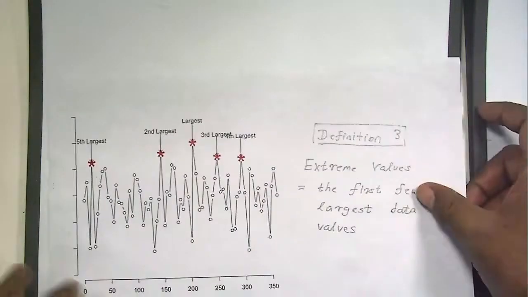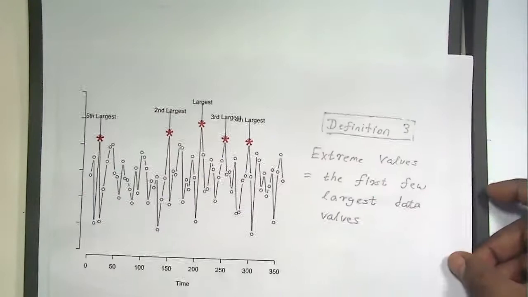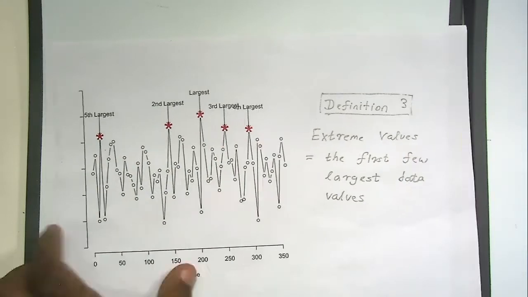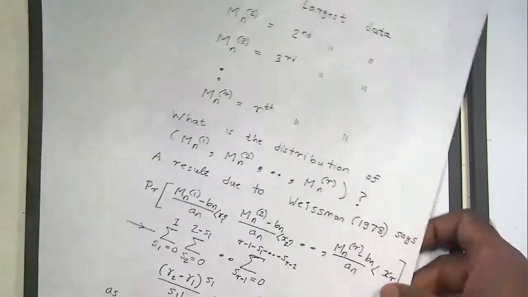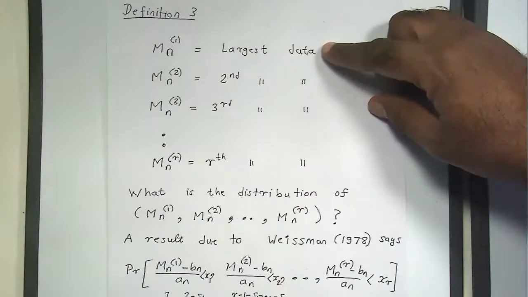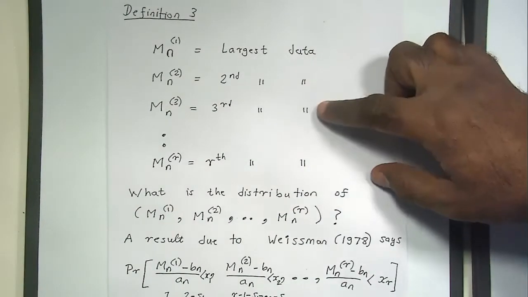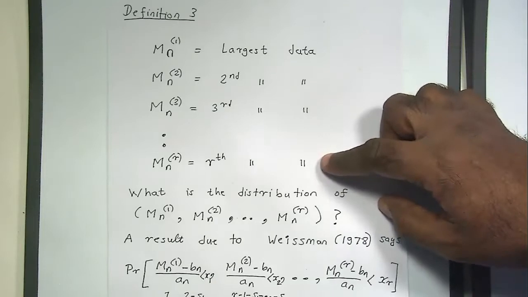All right. And then I talked about definition 3. This is the last of the three definitions. So in definition 3, as you recall, we don't just pick the largest, but the first few largest. In this case, the first 5 largest, right? Okay, so that's definition 3. Then we introduce some notation here. MN1 denotes the largest data. MN2 is the second largest. This is the third largest, and this is the rth largest.